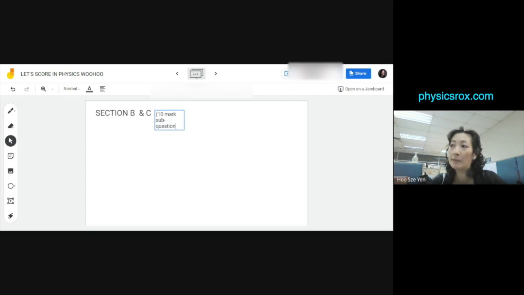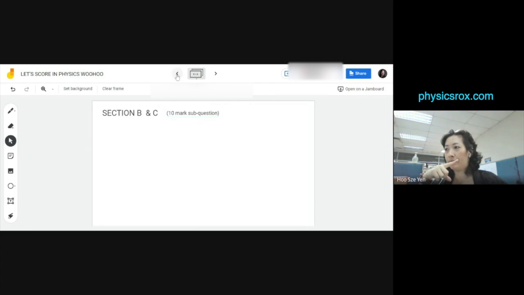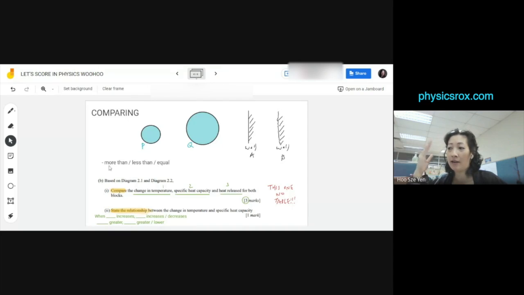So speaking specifically about the 10 mark sub-question, all the others are like the comparison questions, explanation questions. The format: describe, explain, and so on. So be very clear about the way the question is phrased. If it says compare, you just say more than, less than, or equal. So this is how you write the comparison answer.